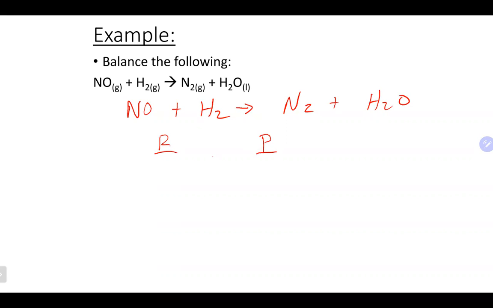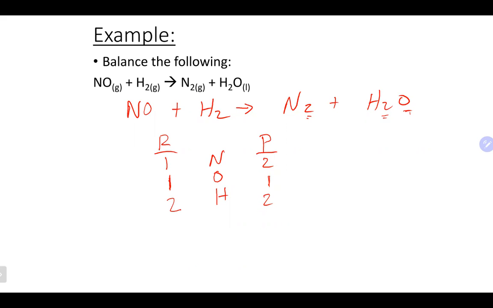We have 3 elements involved here: nitrogen, oxygen, and hydrogen. Left-hand side of the arrow, we got 1 nitrogen. Right-hand side, we have 2 nitrogens. Left-hand side, we got 1 oxygen. Right-hand side, we got 1 oxygen. Left-hand side, we have 2 hydrogens, and right-hand side, we have 2 hydrogens. So the nice thing about a table is if you're not really sure where you should begin, it oftentimes can point you in a very good direction.